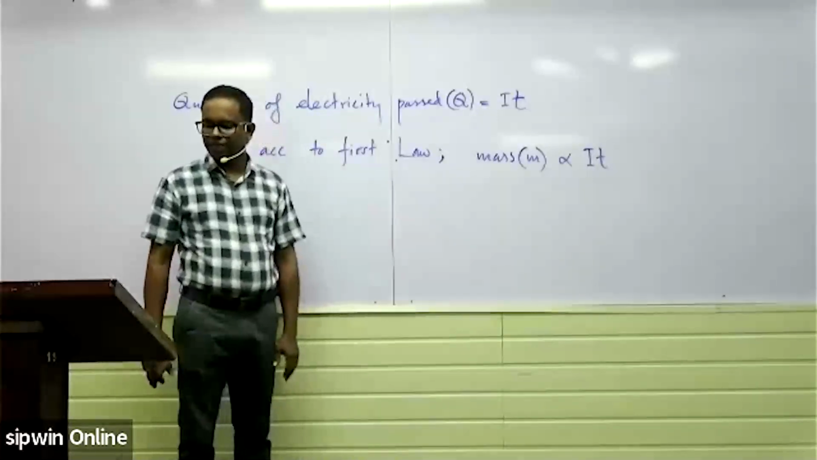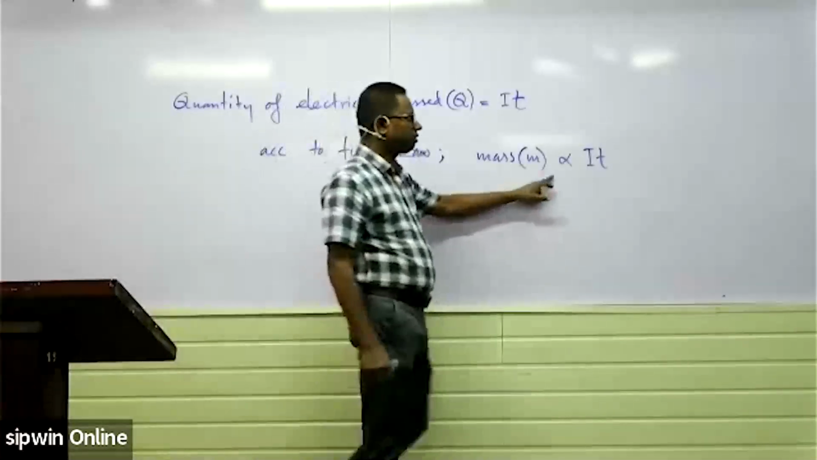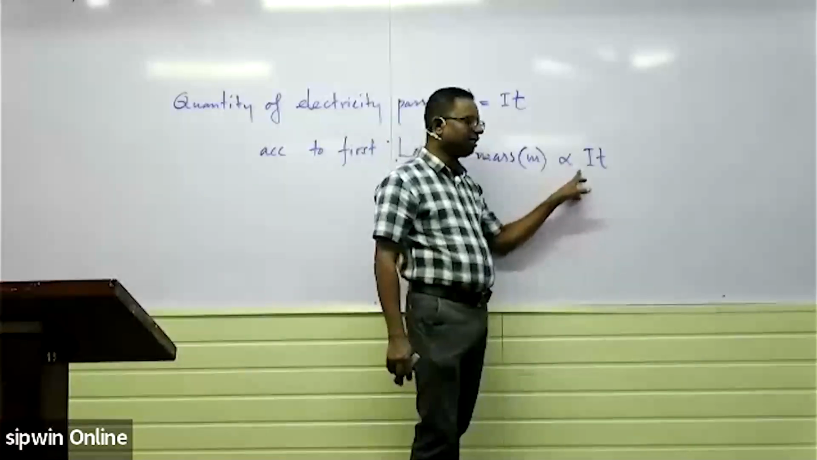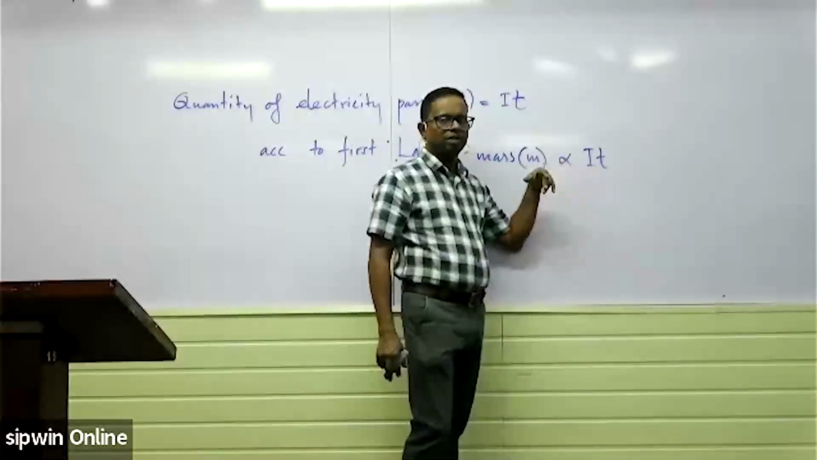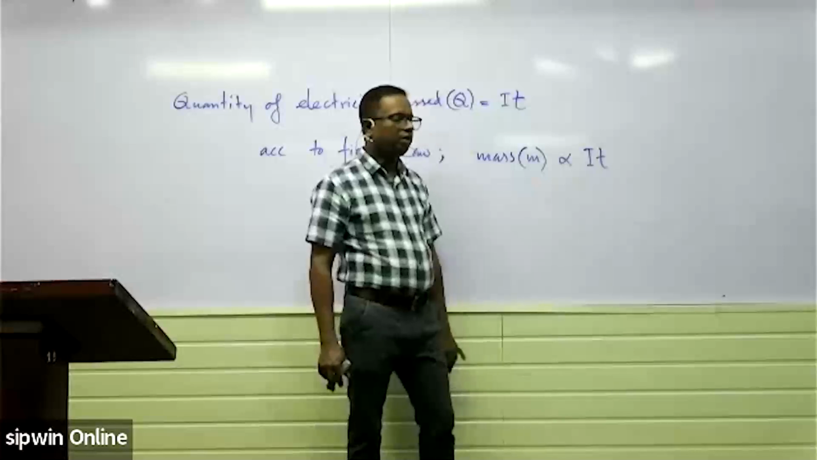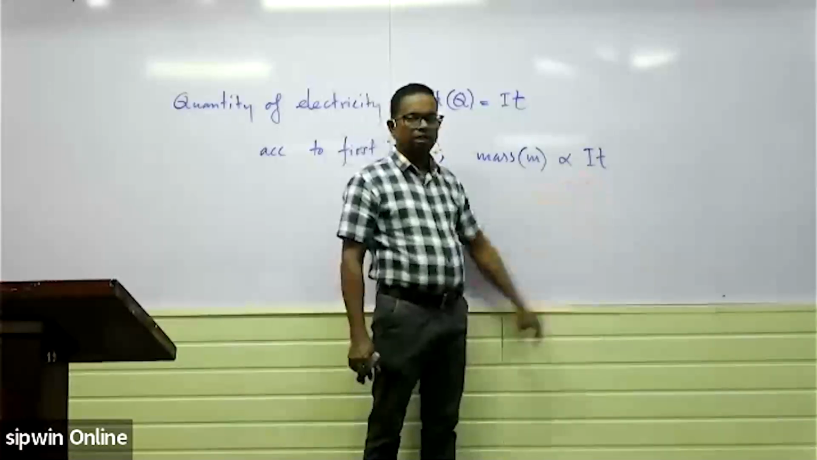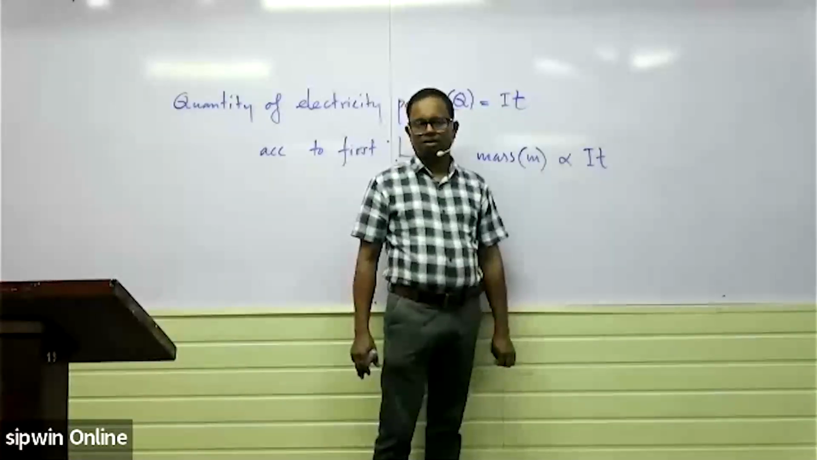Now, if you want, we can make it an equality here. This one, mass proportional to IT. Here we take a simple Z, and then we call that the electrochemical equivalent.